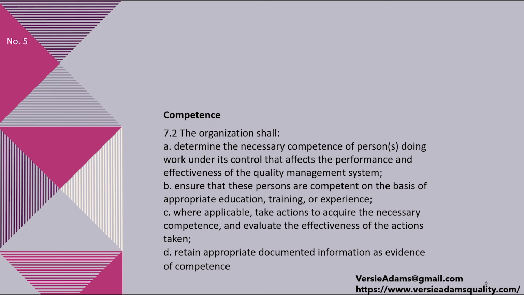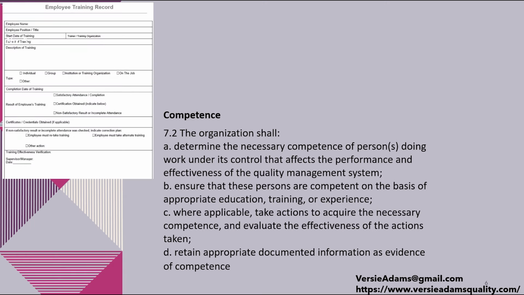Okay, next one, competence. So in 7.2 of the standard, the organization shall A, determine the necessary competence of persons doing work under its control that affects the performance and effectiveness of the quality management system. B, ensure that these persons are competent on the basis of appropriate education, training, or experience. C, where applicable, take actions to acquire the necessary competence and evaluate the effectiveness of the actions taken. And then D, retain appropriate documented information as evidence of competence.